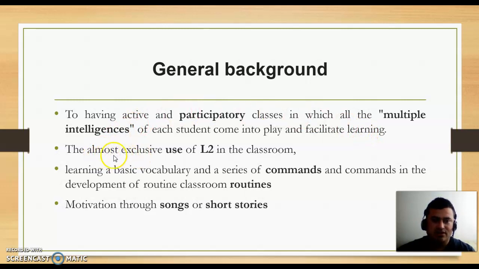In this method, there is almost exclusive use of the language in the classroom, as we acquire our native language, Spanish, when we were a child. We imitate, we repeat the actions, and we also listen to the native language, in this case Spanish. For that reason, the didactic proposal is focused on a series of commands and classroom routines, but focused on the foreign language, to acquire English. Obviously, the motivation comes through songs, which are very interesting for childhood.